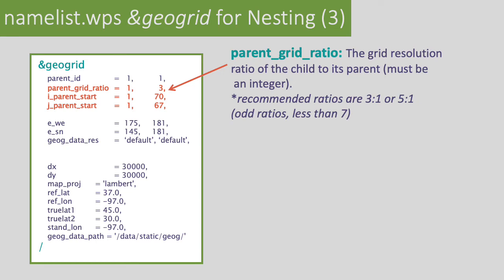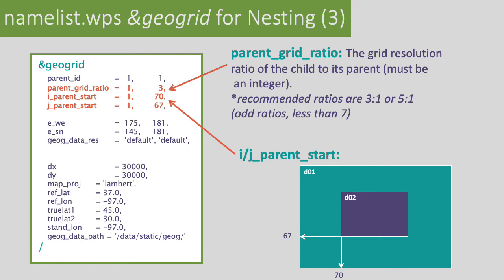You'll also need to set the parent grid ratio, which determines the ratio of resolution between the child and its parent. Here we have a 3 to 1 ratio. We recommend odd ratios no greater than 7 to 1, but would prefer you use 3 to 1 or 5 to 1, as those are both broadly tested and show good results. It's okay to use an even ratio if you're not using feedback, and it is possible to use an even ratio even if you have feedback turned on, but it can get messy with feedback, and I'll go into that a little bit more on the next slide.